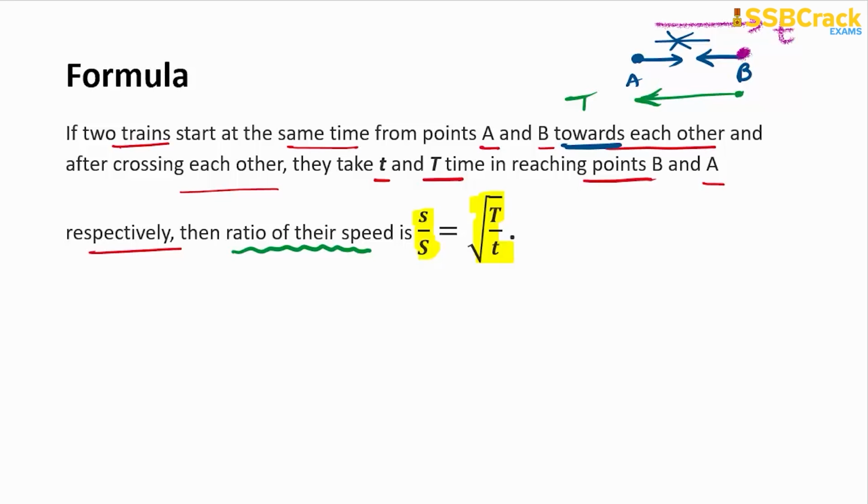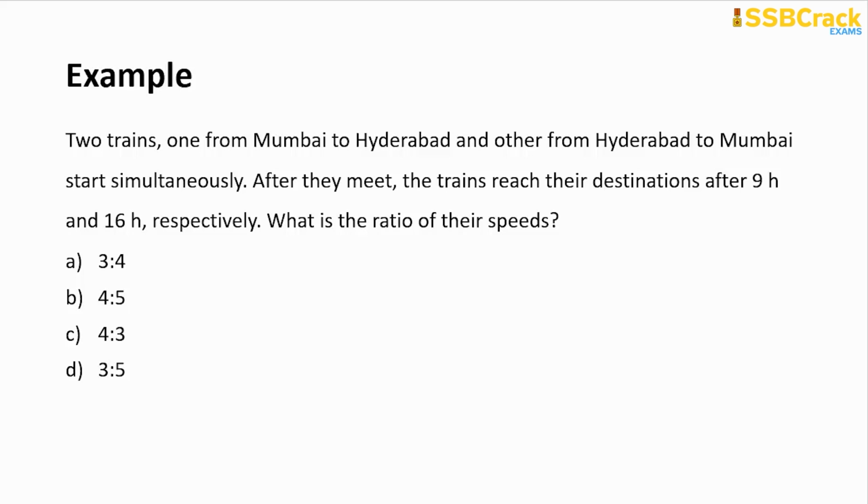So when will you apply this particular formula? For problems where you are asked about the ratio of the speeds of trains, provided in the question the trains are running towards each other, opposite to each other, and they are crossing and taking certain times small t and capital T to reach their respective destinations. And hence with these details, we are ready to go with an example based upon this formula.